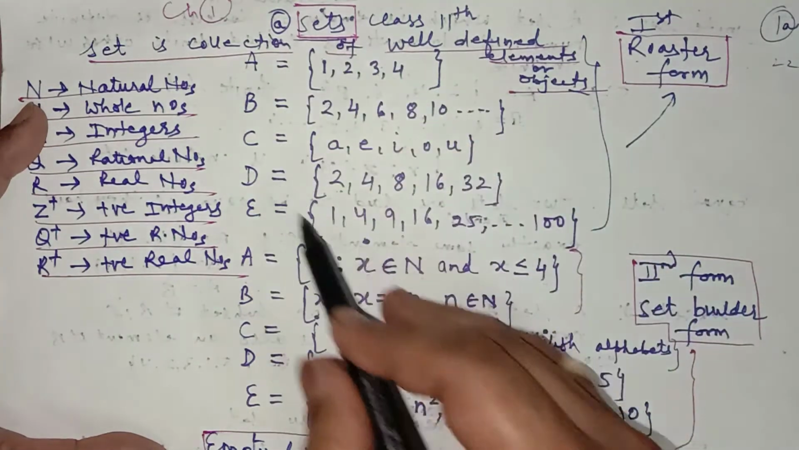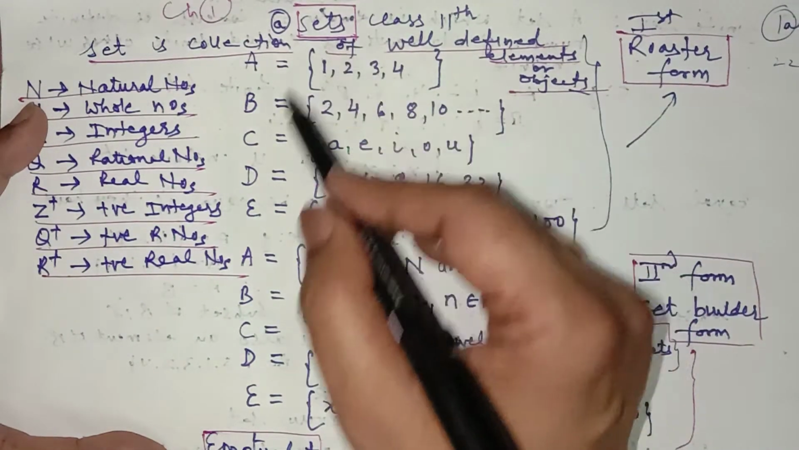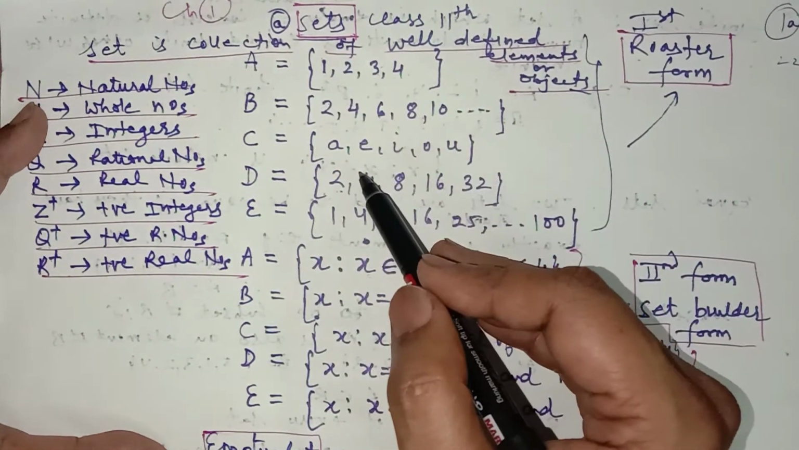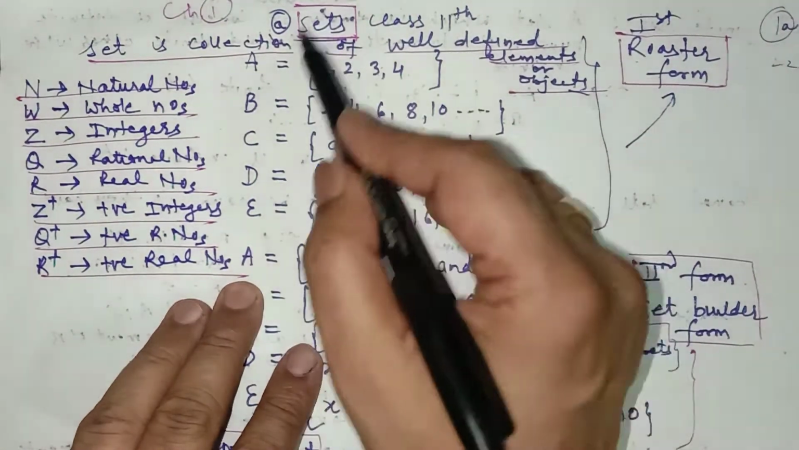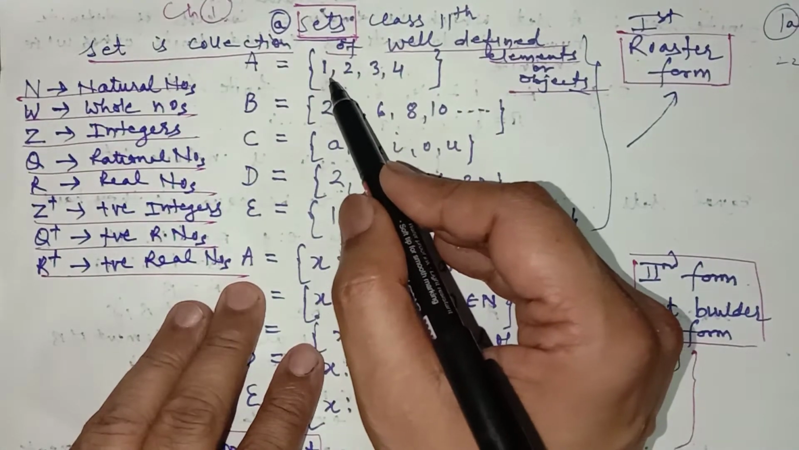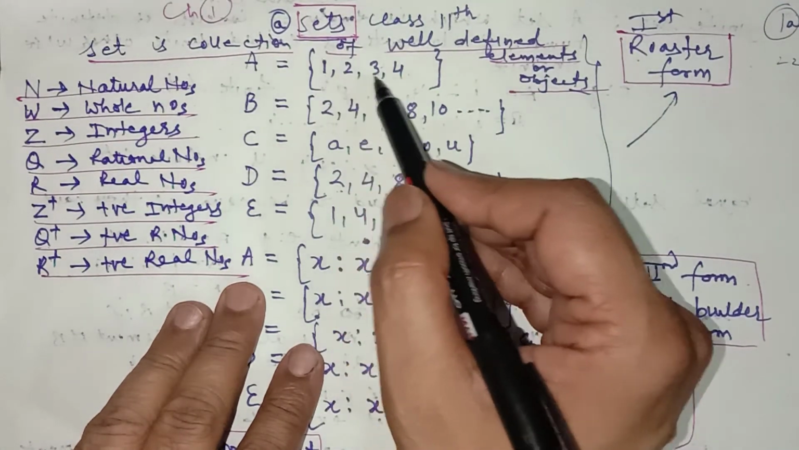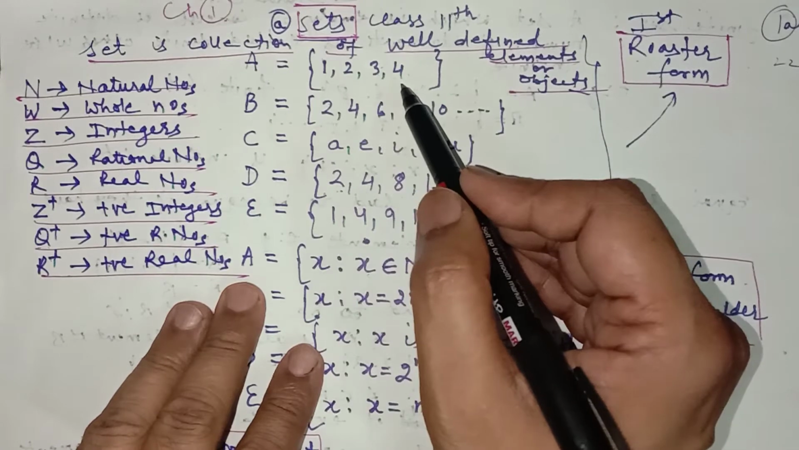Now I will convert these sets. I will write these sets, which are written in the roster form, in the set builder form. See it very carefully. Now this is a set A, in curly brackets. See it very carefully. What are these elements? 1, 2, 3, 4. These are the first 4 natural numbers.